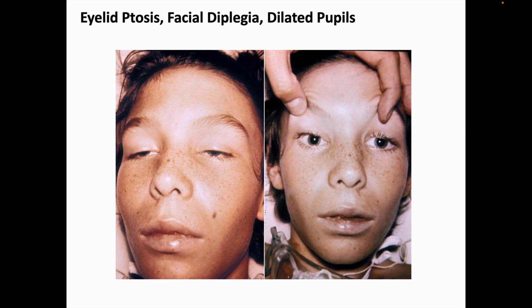Here are photographs of a patient with botulism showing eyelid drooping or ptosis, facial diplegia, weakness on both sides of the face and a lack of any expression, and when the examiner pulled up the eyelids, because the patient couldn't do it, we see the dilated pupils.